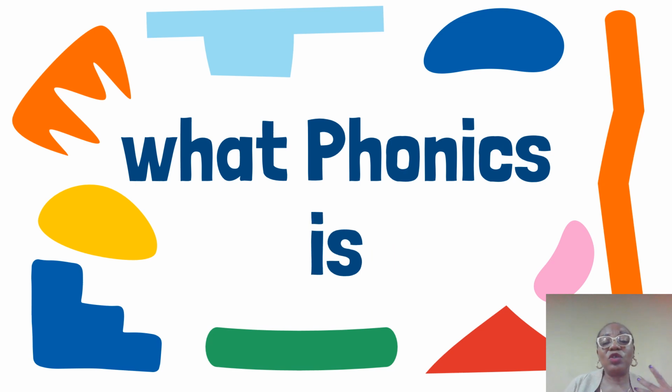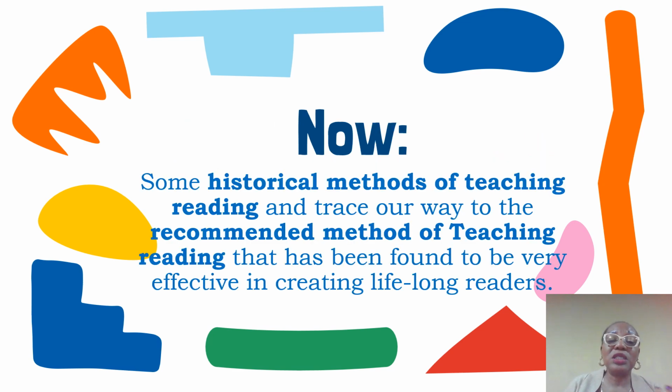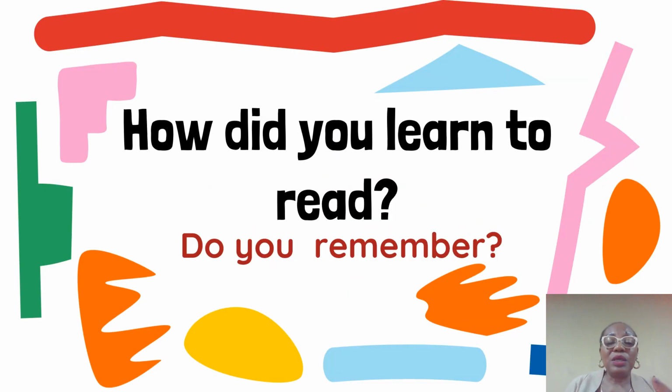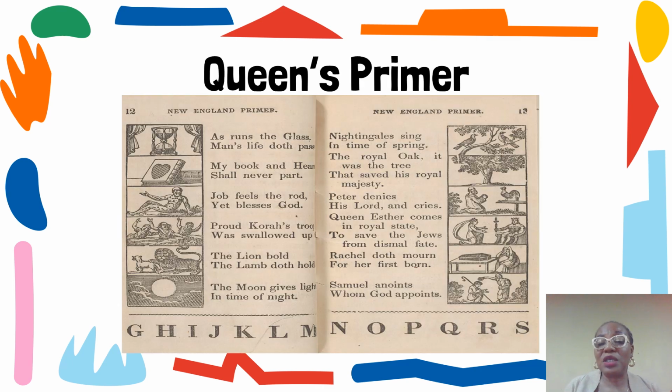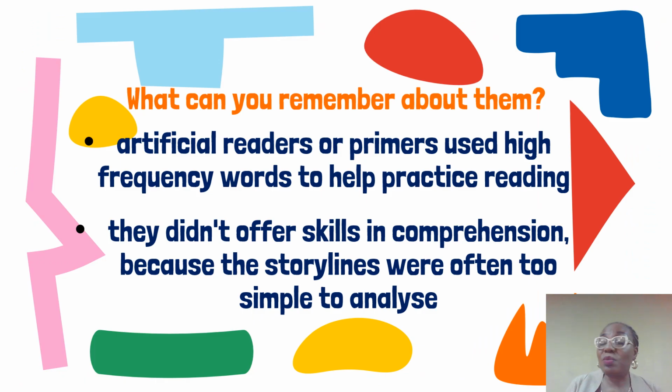So far we've talked about what phonics is not and what phonics is, and now we want to look at some historical methods used in teaching phonics. You might want to do some research on this yourself, but in the class we went through several things. I talked about how each individual learned to read, and people talked about their different experiences, those that could remember. For example, some said they remember using the Janet and John series, the Peter and Jane series, or the Queen's Primer. Some people still use the Queen's Primer in school.